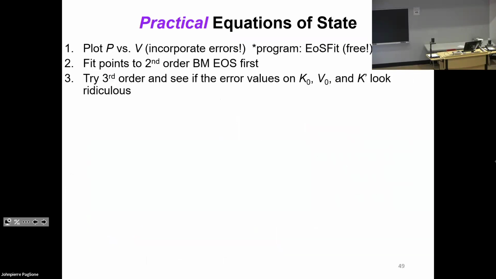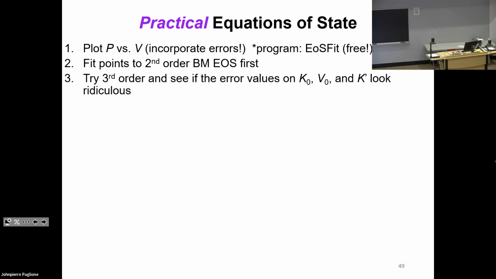Okay, so I really can't cover too much here, but after you have your lattice parameters, then you want to fit the equations of state. So I highly recommend using this EOSFit program, which is free. And so if you have your pressure-volume relationship, you can simply fit that. But again, don't overfit.